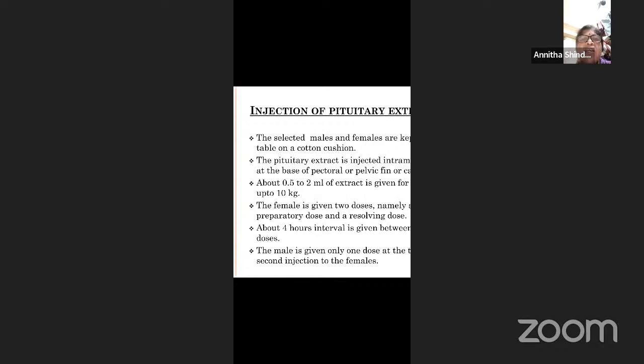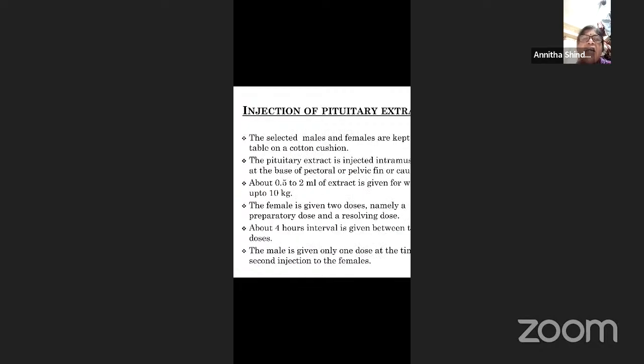Are you understanding? The pituitary extract you have prepared: first select the males and females, keep them on a table. Then take the pituitary extract in a needle and inject it intramuscularly at the base, either of the pectoral fin, the pelvic fin or the caudal fin. Anywhere you can inject it.